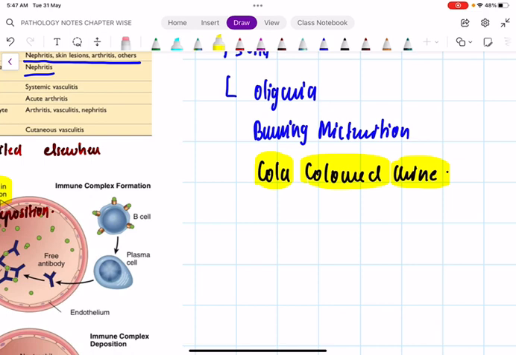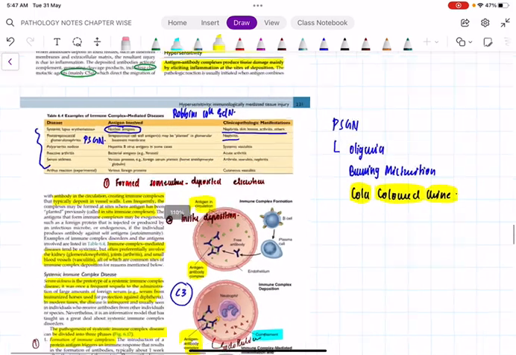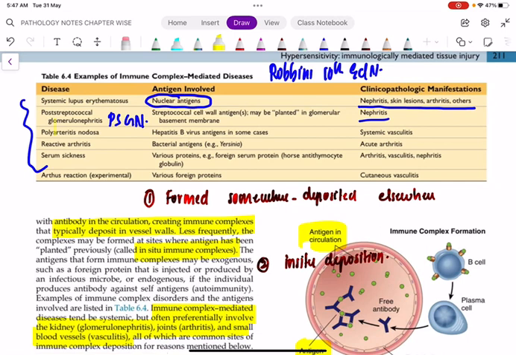Whenever you hear the word cola colored urine, please, it is post streptococcal glomerulonephritis. There is no confusion. They won't give any big clinical case scenario. It will be a single line, but the cola colored urine will help you to identify that it is post streptococcal glomerulonephritis.